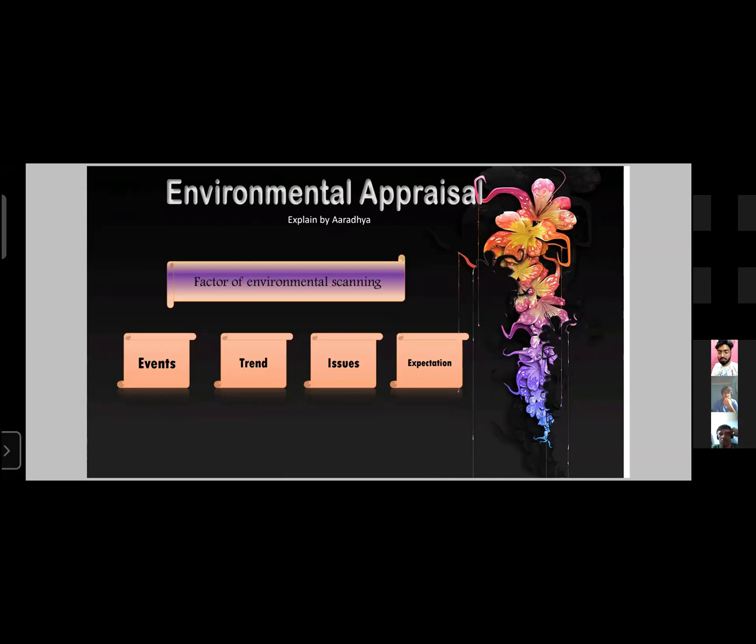Third one is issue. Issues are the current concerns that arise in response to events or trends. Identifying an emerging issue is more difficult. Emerging issues start with a value shift or a change in how an issue is viewed. Fourth one is expectation. Expectations are the demands made by interested groups in the light of their concern of issues.